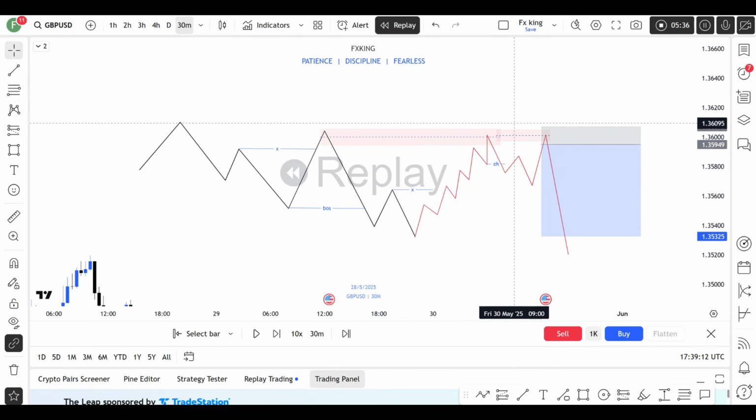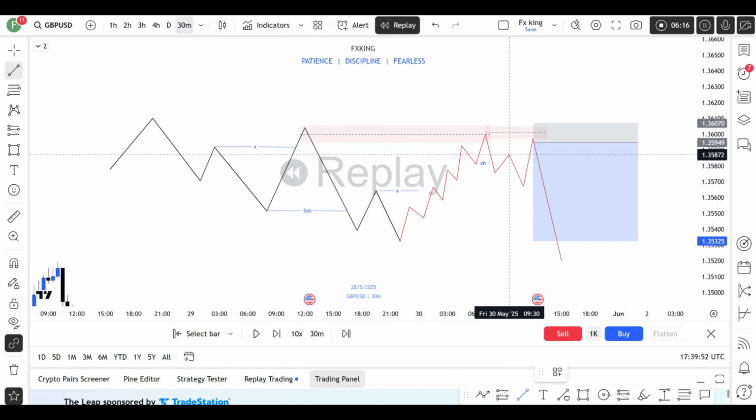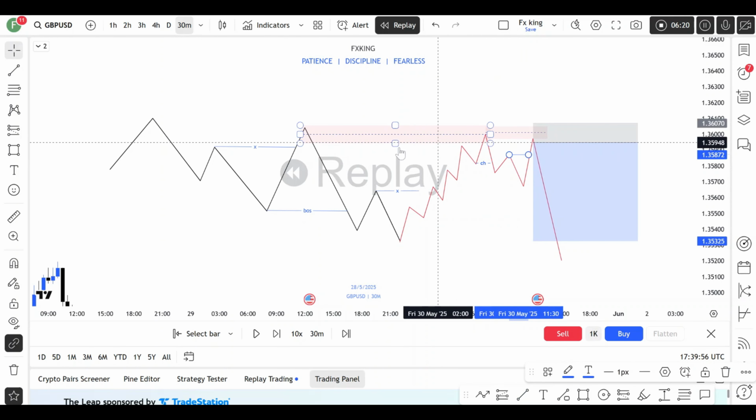So this is the entry method one that we use, which is the simple change of character. So you remember, what are the key points here? You need to have a break. You need to have a change of character, right? After market taps into your bigger time frame inducement, you need to have a change of character. So the first low is your change of character, and you need an inducement to be taken out before you can sell, which is what just happened here. So that is how we go about this entry.